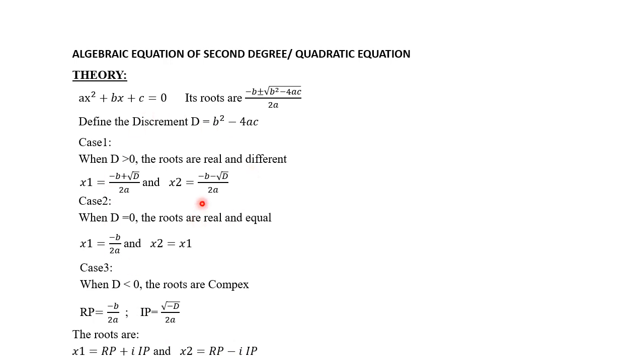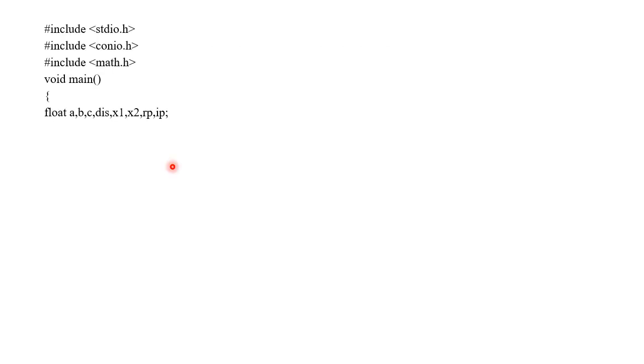We want to write the C program for this. So in C programming, include stdio.h, conio.h, math.h. These header files should be included for input output commands, for some constant input output commands, and if any mathematical functions are there, we have to include these header files. And we have to start with void main and a brace.